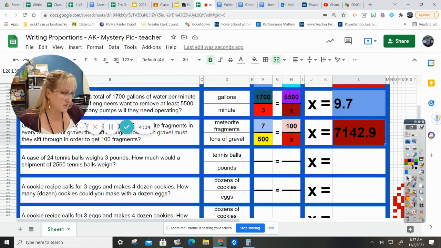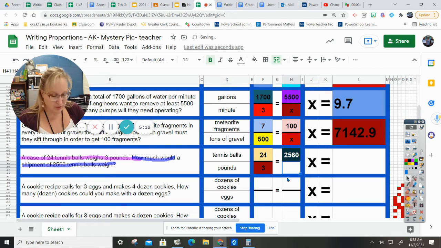We're reading about tennis balls this time. A case of 24 tennis balls weighs 3 pounds. Let's deal with that first. So tennis balls goes on top, 24, weighs 3 pounds. 3 pounds goes on the bottom. Let's go with the next part. How much would a shipment of 2,560 tennis balls weigh? So that means that's a lot of tennis balls. 2,560 tennis balls, and we do not know what it weighs.